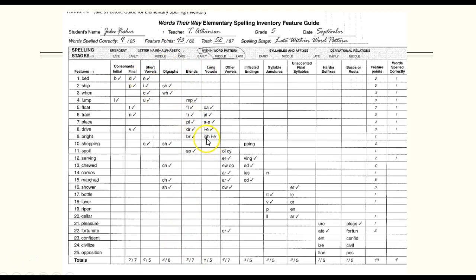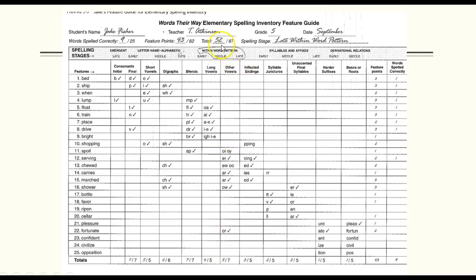However, instead of IGH, he put I blank E. So that's how you're notating that they missed something. You're writing what they wrote instead. So for OI, he put OY. So here he had 4 out of 5. Here he had 5 out of 7.